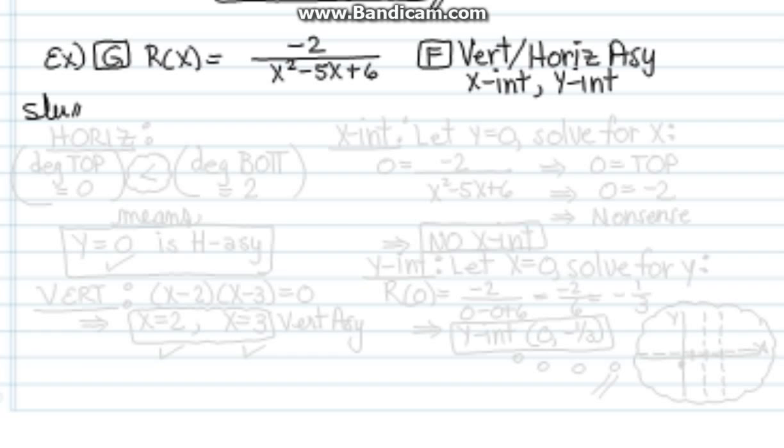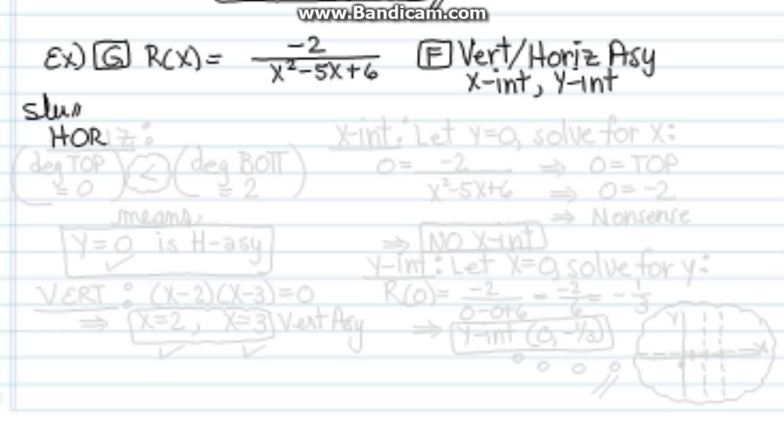Given the rational function r of x equals negative 2 over x squared minus 5x plus 6, find the vertical and horizontal asymptote, the x-intercept and the y-intercept. Okay, so here's how we find these asymptotes.